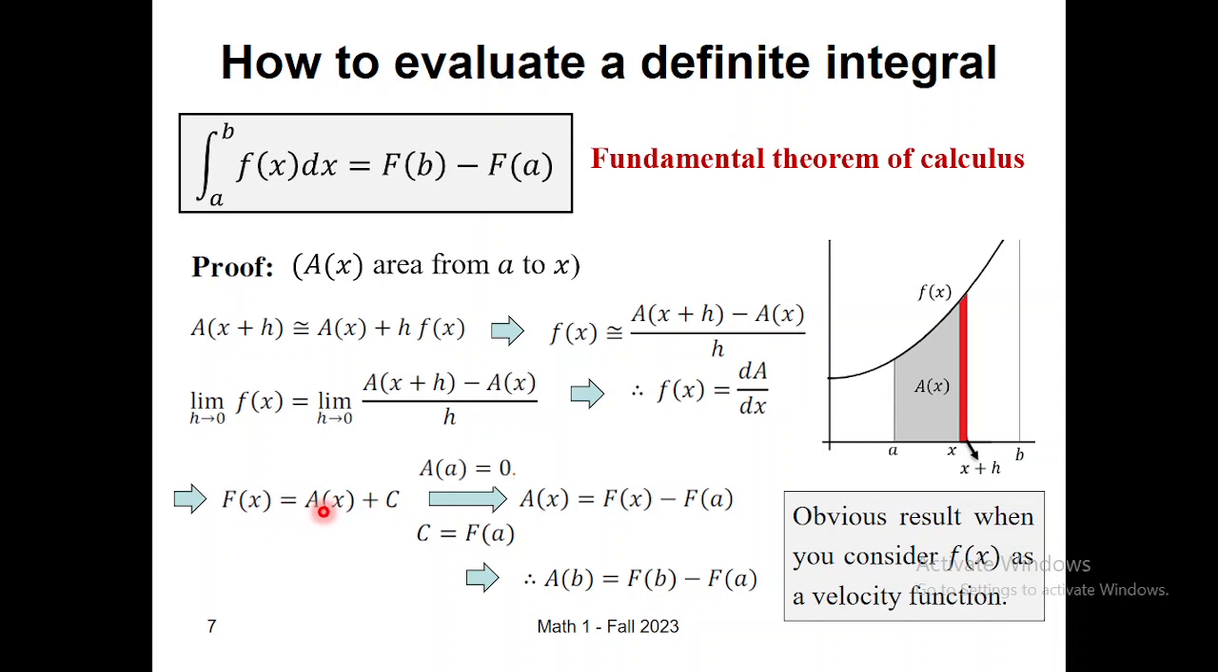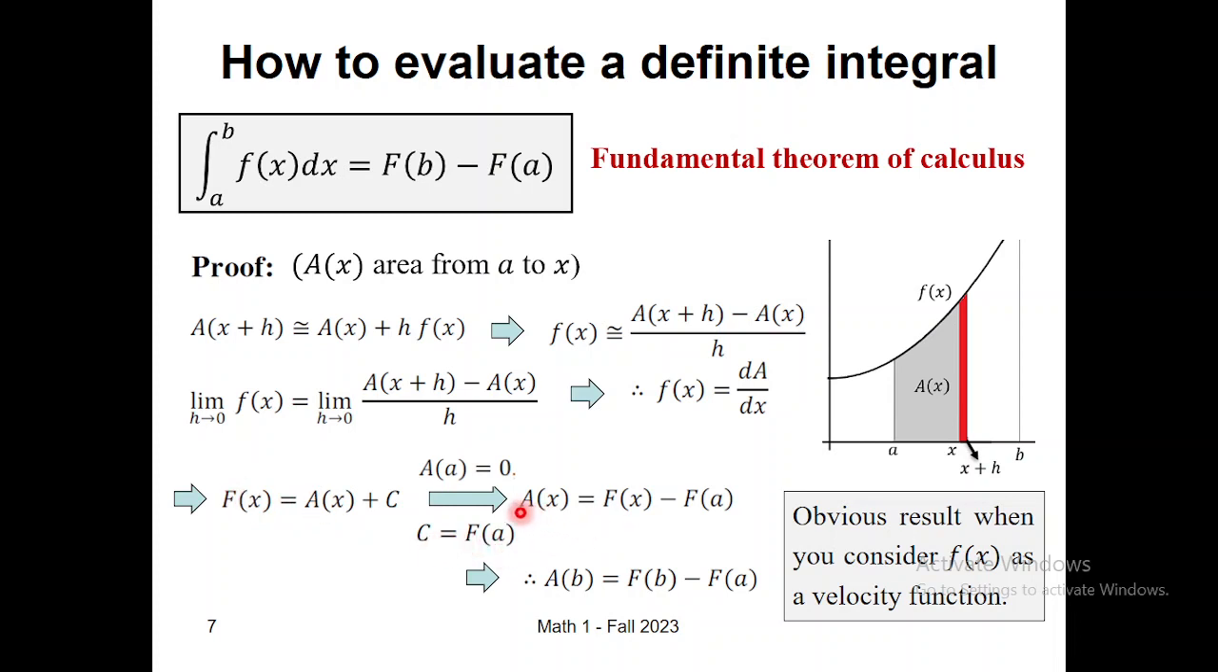X equal a. In this side you have f of a. In this side you have A of a. Recall that A of x is the area from a to any x. If you put x equal a, now it is the area from a up to a. Clearly it is 0. From a to the same point, the area equals 0. So when you put x equal a, this term will be 0, and this term will be f of a, so c equals f of a.